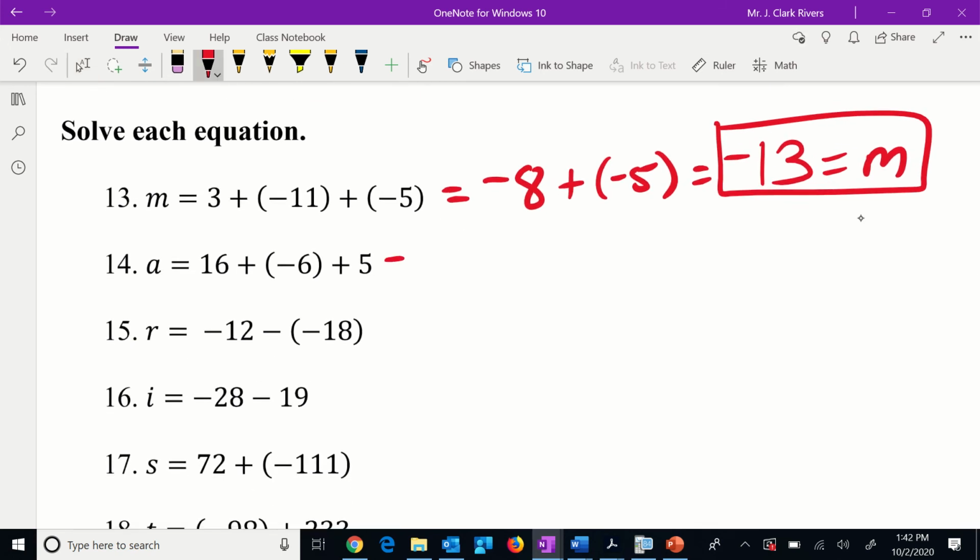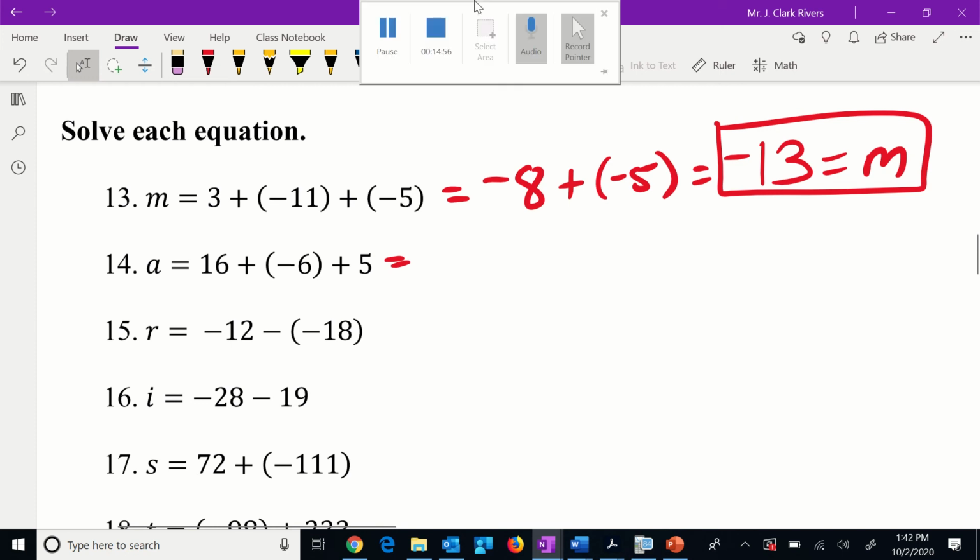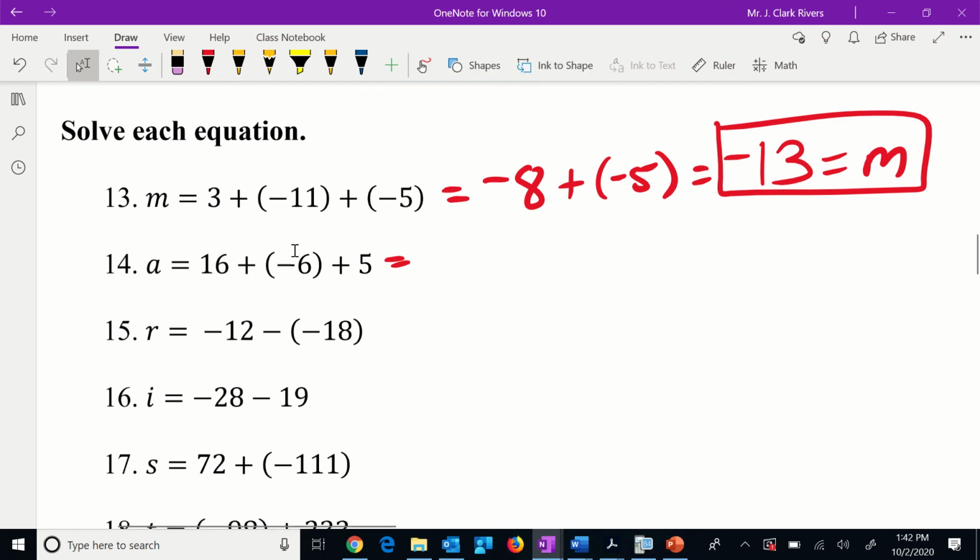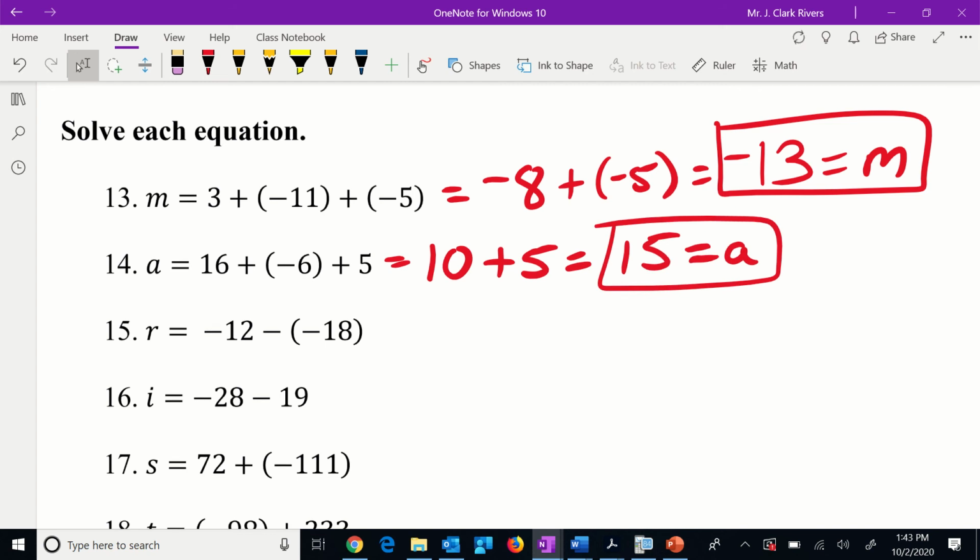Number 14 here, we have a positive 16 plus a negative, negative 6. Which number is further from 0? Positive 16 or negative 6? Positive 16 is, so we know that's going to be positive. How far is 16 from 6? They are 10 apart. Or you could say 16 minus 6, that's 10 either way. The plus 5 gets copied down. What's 10 plus 5? 15, and that's equal to A. There we go.